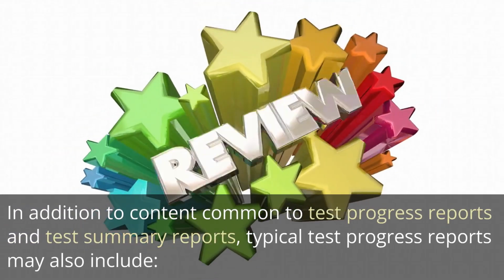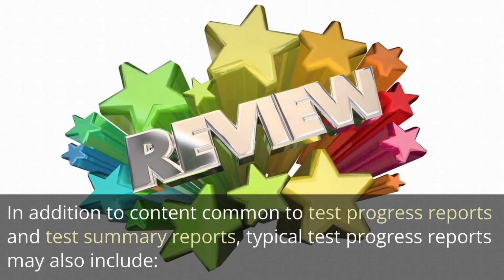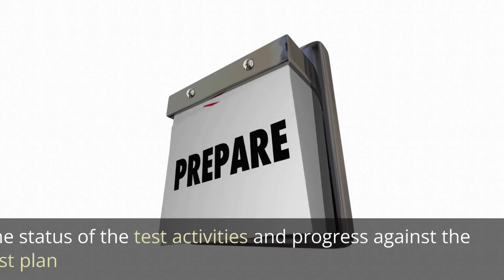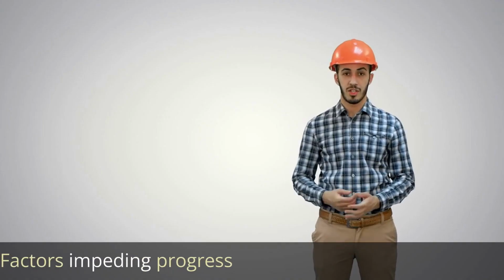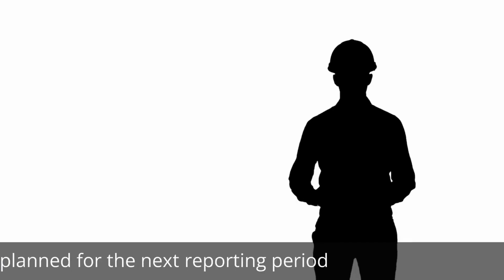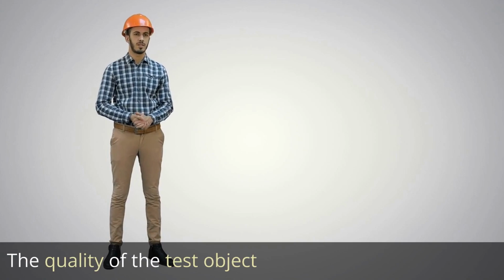In addition to content common to test progress reports and test summary reports, typical test progress reports may also include the status of the test activities and progress against the test plan. Factors impeding progress. Testing plan for the next reporting period. The quality of the test object.